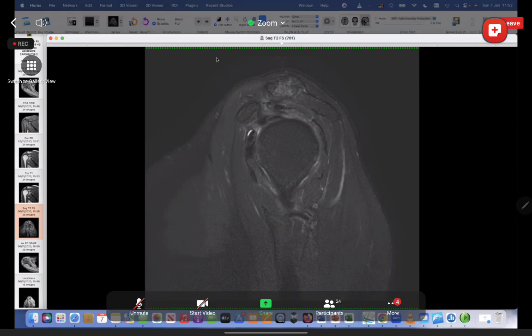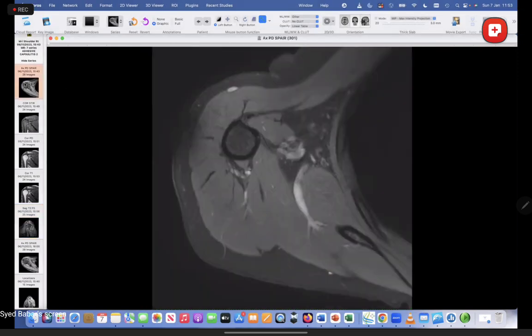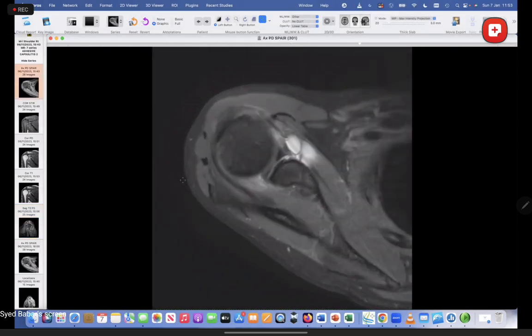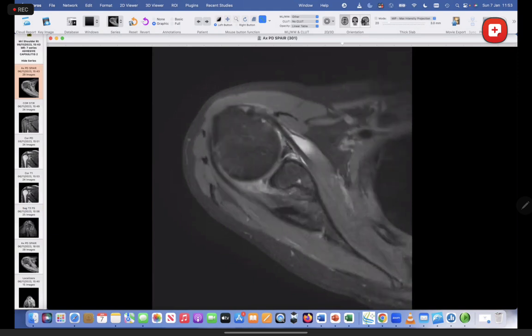Axial sequences. Axial, yes. Coronal, no. So let's go back to the axial and see if we can see anything. So this is the axial. What you see here is this black band, which is the middle glenohumeral ligament. That's the same ligament that I just showed you on the sagittal. It runs parallel to the subscapularis on the deep surface.